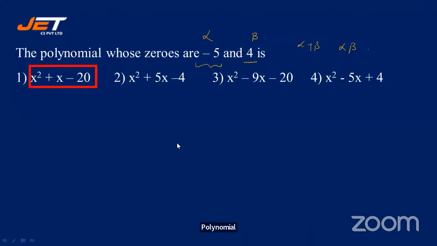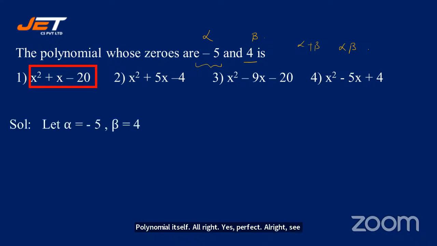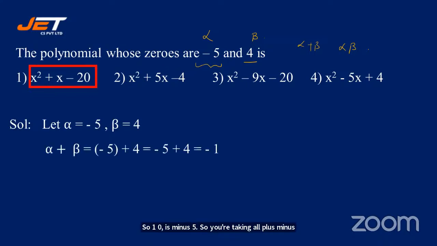All right. See, the answer is option 1, x square plus x minus 20. How? One zero is minus 5, so you're taking alpha as minus 5. The second one is 4, so beta is 4. So what is alpha plus beta? Minus 5 plus 4, which is minus 1. What is alpha beta? Minus 5 into 4, minus 20.